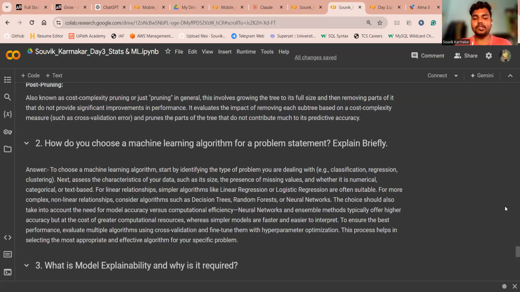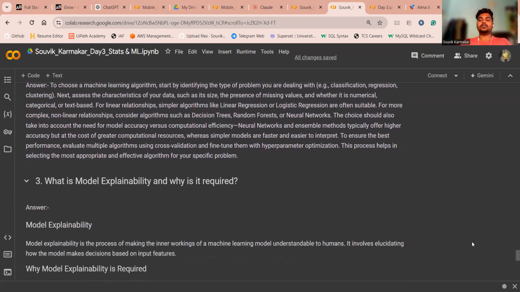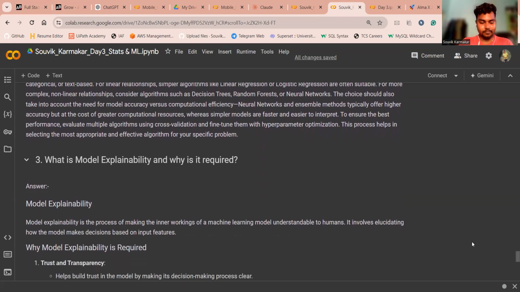Many people are applying different models to their data, applying cross validation, and fine tuning with hyperparameter optimization. After that, they choose the best model from all the models based on accuracy and prediction power. So this is the process to choose the best machine learning algorithm for our problem statement. So the last question is, what is model explainability and why is it required?